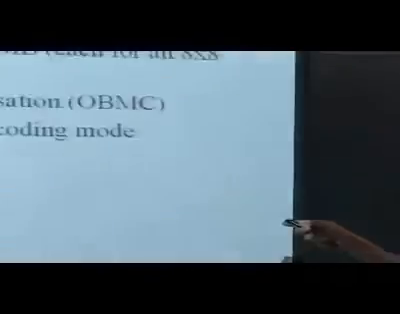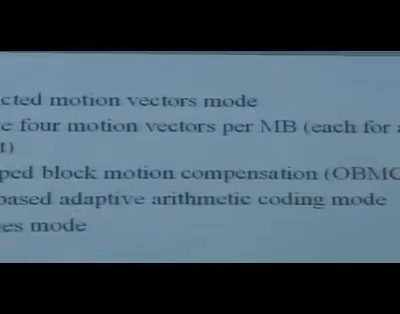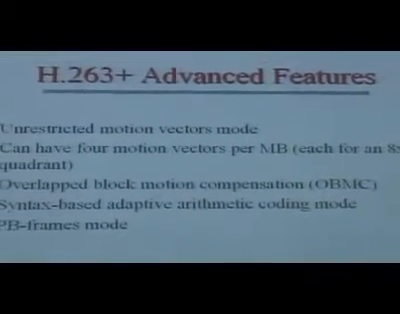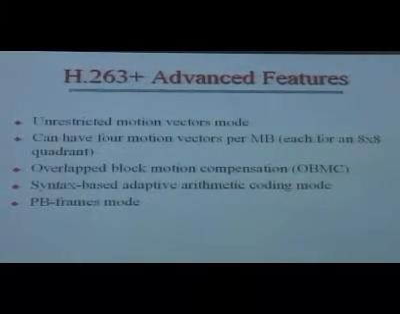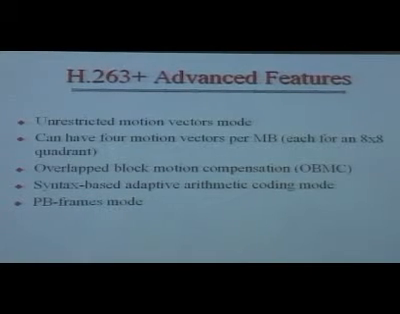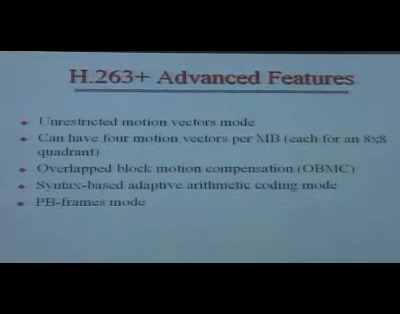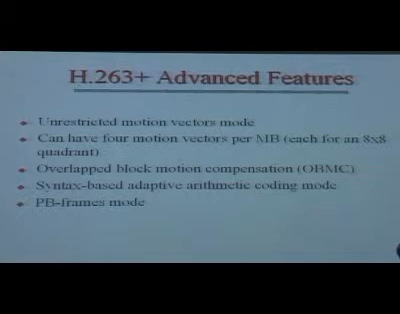H.263+ has the capability of breaking the macroblock into 4 8x8 blocks, and then having each 8x8 block have its own motion vector. Okay, that is an additional major improvement. It has something called overlapped block motion compensation. It allows the neighboring blocks to contribute to the motion compensation. Okay, so we will not talk about these things too much because we don't have a lot of time, but if you want to read about them, they are pretty easy to understand and implement.